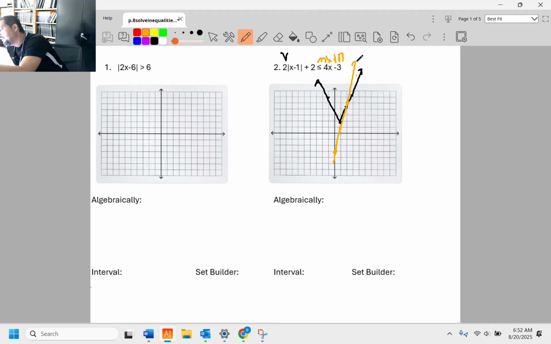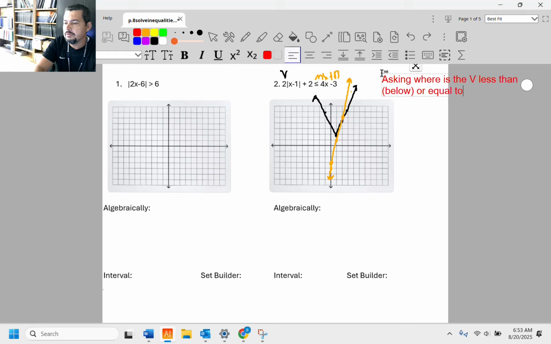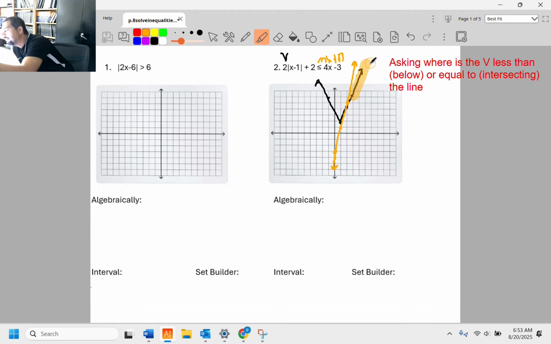Now, what is the question asking? And this is a hard skill for some kids to realize. What is this thing even asking of you? It's asking, where is the V, because the absolute value equation is less than, which means below, or equal to, which means intersecting, the line. Okay? And that is this particular region of space here.